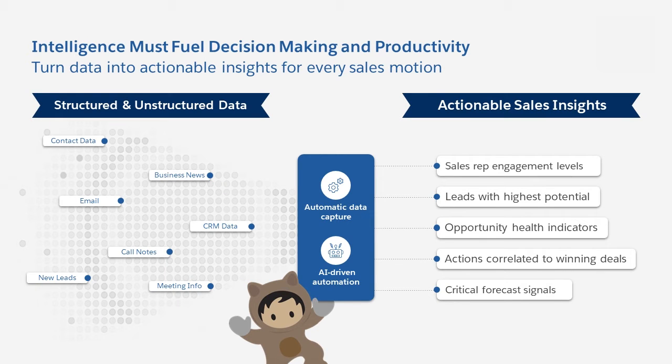Capturing and using customer and sales data to guide decisions has always been important, but it is more critical than ever before. At Salesforce, we believe that intelligence must fuel decision making and productivity because sales reps don't have time to process all the structured and unstructured information that they are inundated with. What if you could use artificial intelligence and automation to help them?